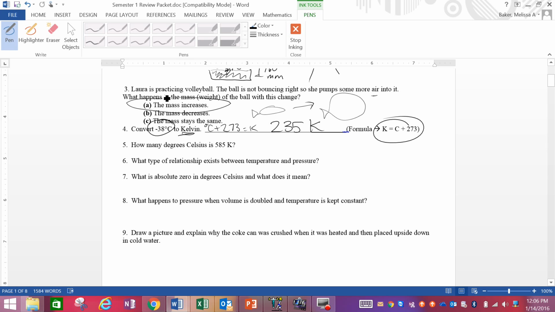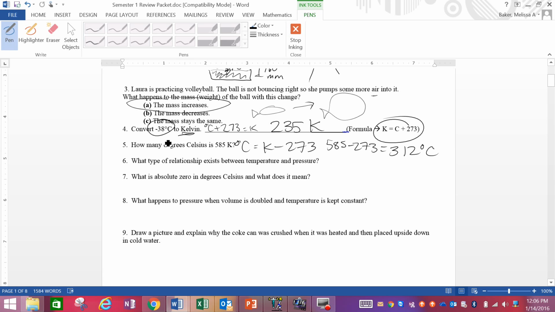What about the opposite? I'll also give you the opposite version. Kelvin minus 273 will get you degrees Celsius. So here we need to do 585 minus 273. That comes out to be 312 degrees Celsius.